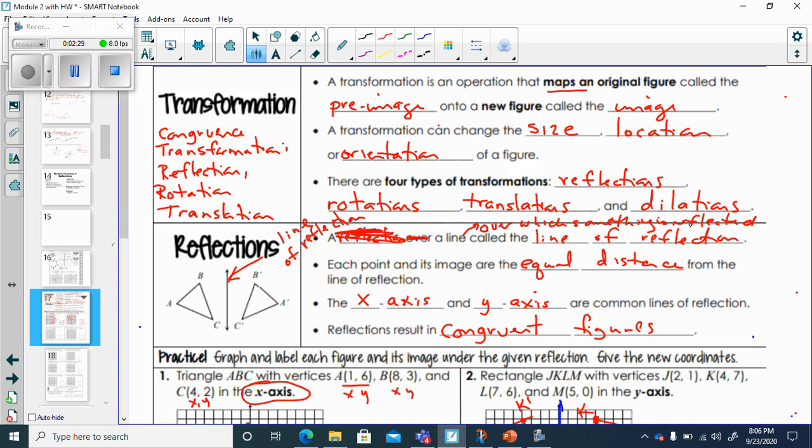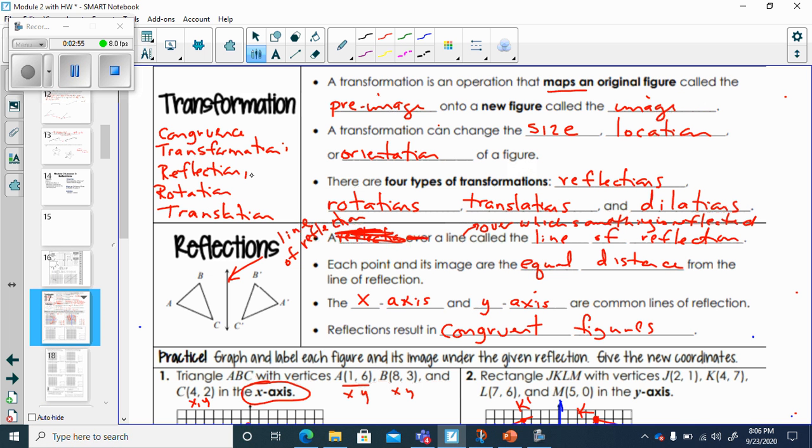We haven't talked about dilations yet, and we won't until we get to Module 3. Dilations is when we blow up or we reduce the size of a figure. We enlarge or we reduce the size of a figure. Now, let's remember our congruence transformations. Congruence means is equal to. Our congruence transformations are our reflections, rotations, and translations.